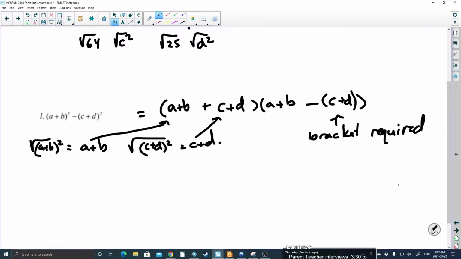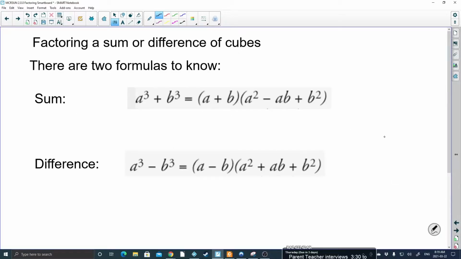So those are some interesting little twists to differences of squares. This might be new for all of you. This year we're going to learn about factoring a sum and difference of cubes. There are two different formulas to know for this.